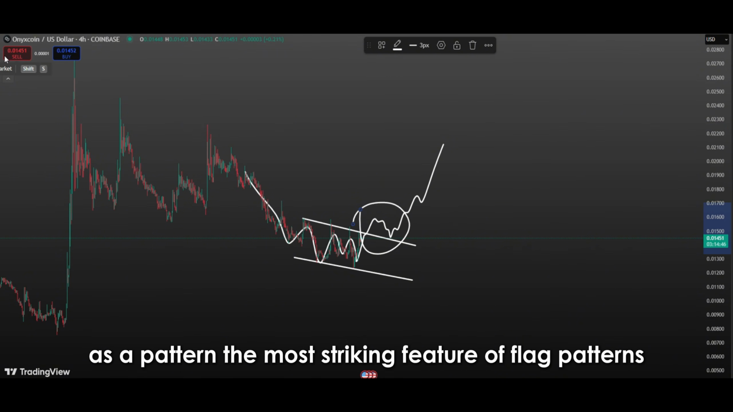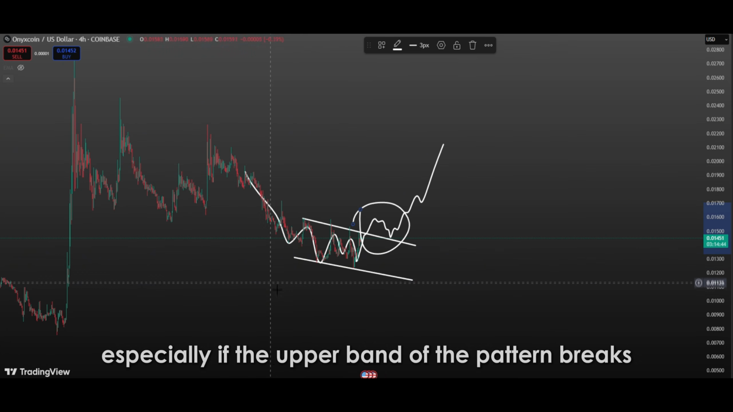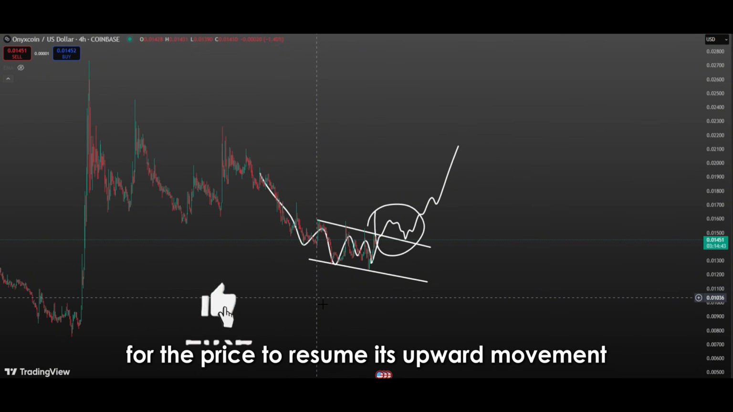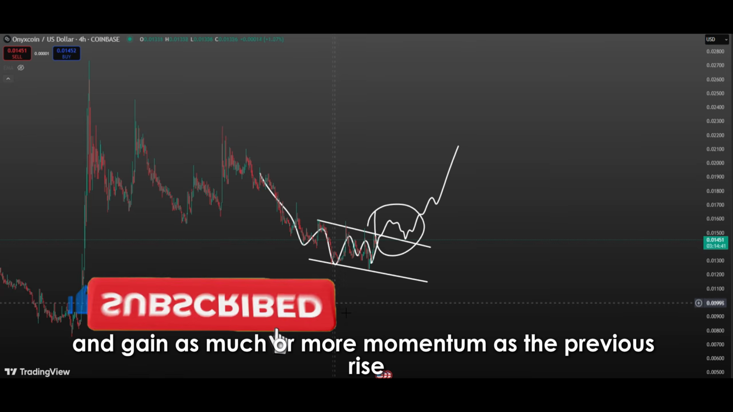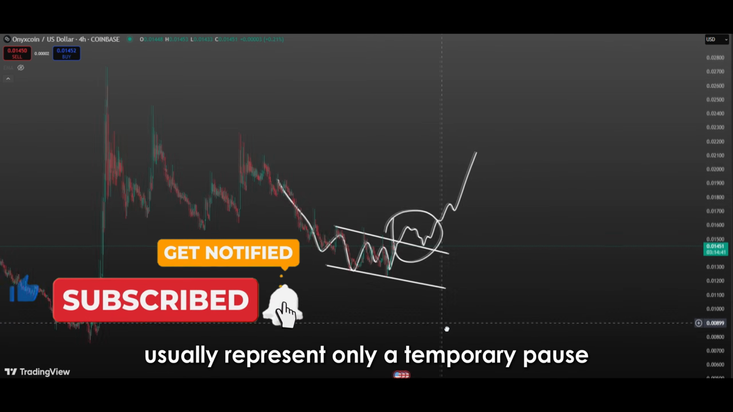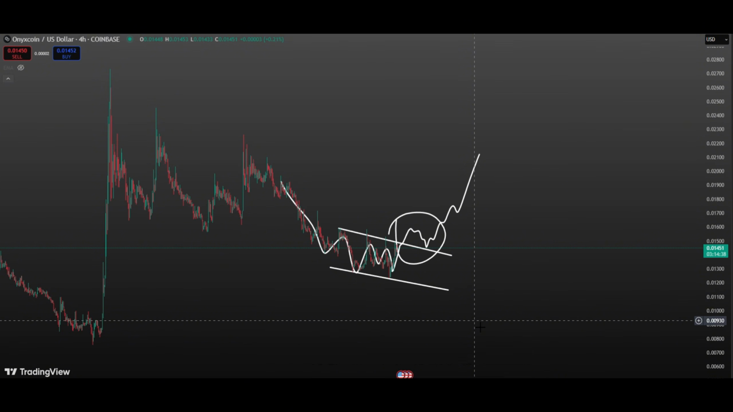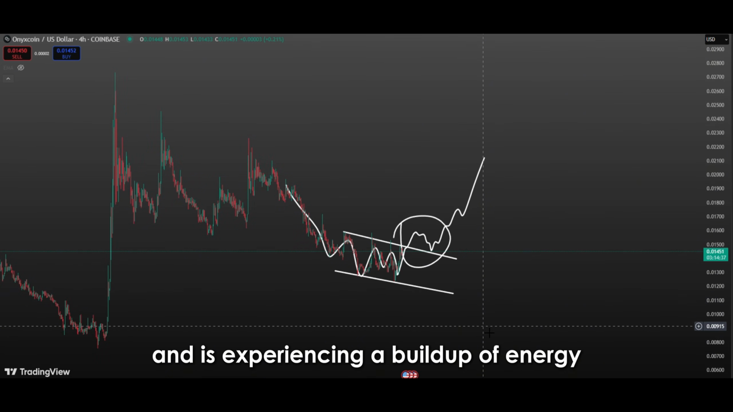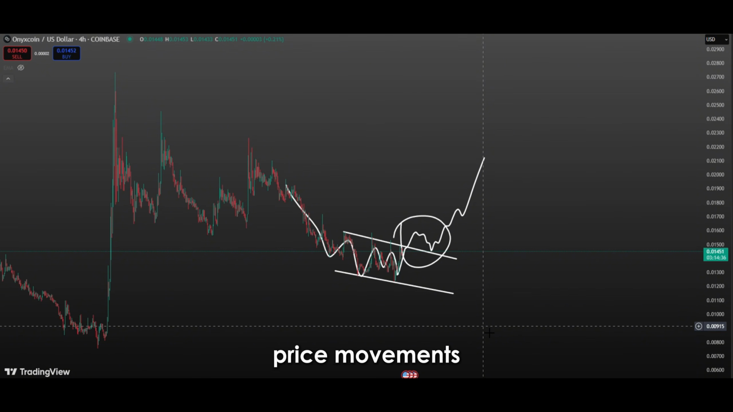The most striking feature of flag patterns is the directional breakout after this period of compression. Especially if the upper band of the pattern breaks with volume, it is quite common for the price to resume its upward movement and gain as much or more momentum as the previous rise. This is because these patterns usually represent only a temporary pause in the larger trend. In the current situation, a similar picture can be observed. The price is moving within a distinct downward-sloping flag structure and is experiencing a buildup of energy. Such energy buildups are usually followed by strong and sharp price movements.